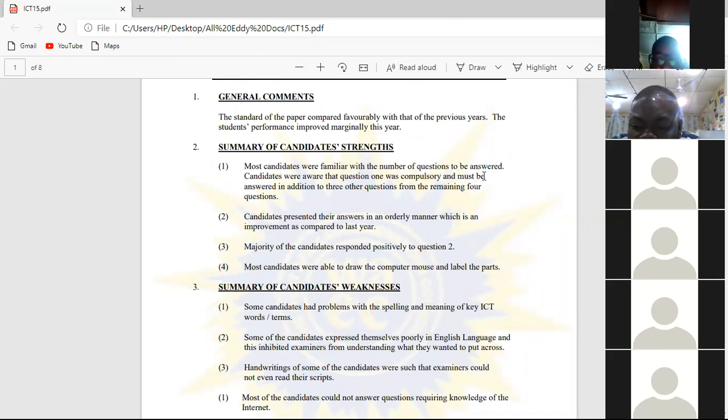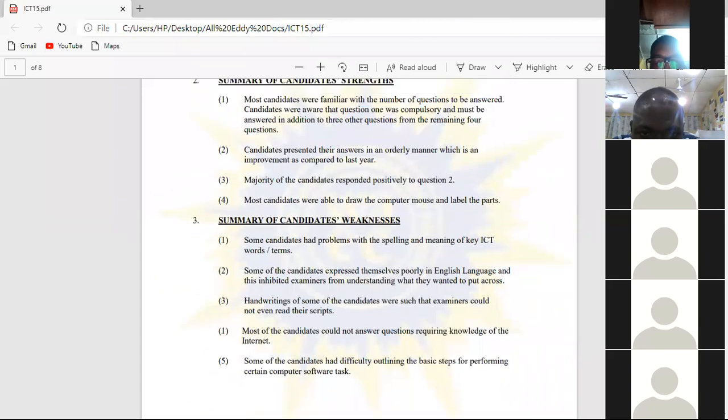Please, Mimi, allow Kek to read. Kek, continue. Most candidates were familiar with the number of questions to be answered. Candidates were aware that question one was compulsory and must be answered in addition to 3 other questions from the remaining 4 questions. Candidates presented their answers in an orderly manner, which is an improvement as compared to last year.